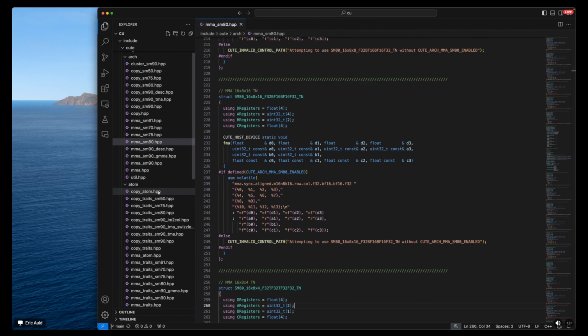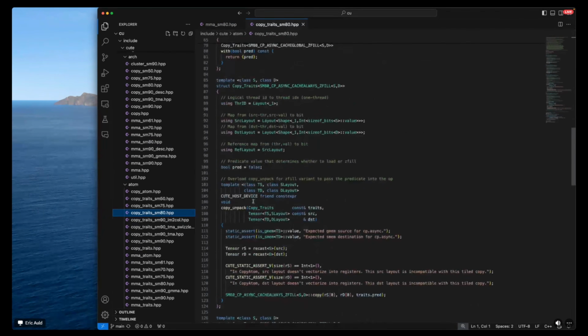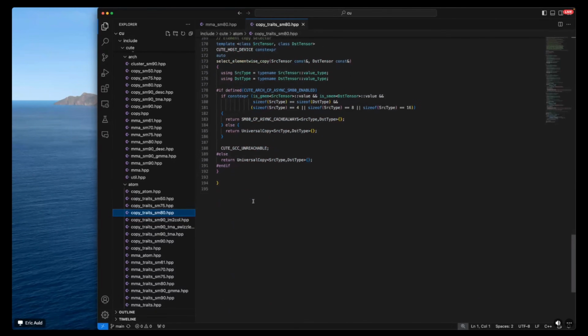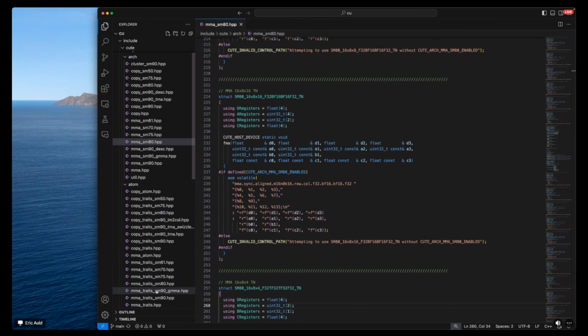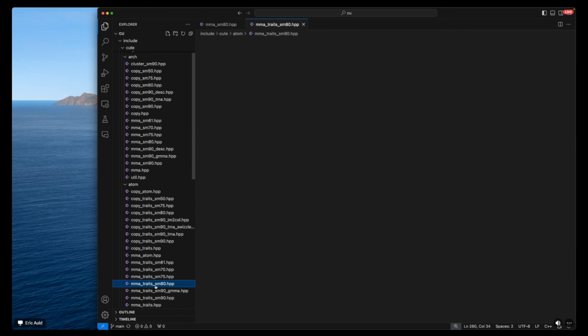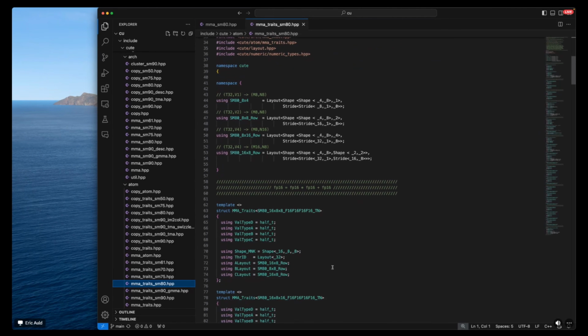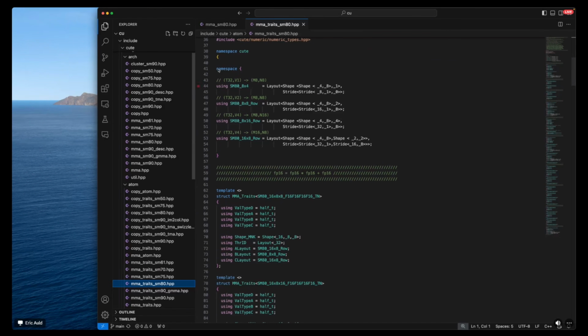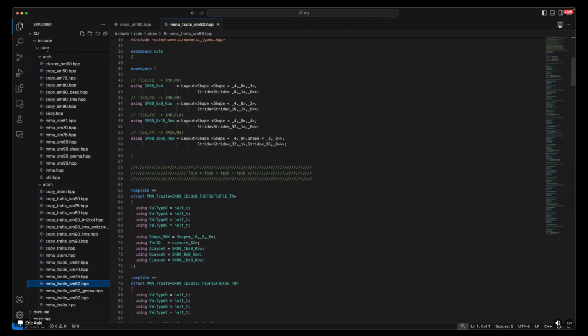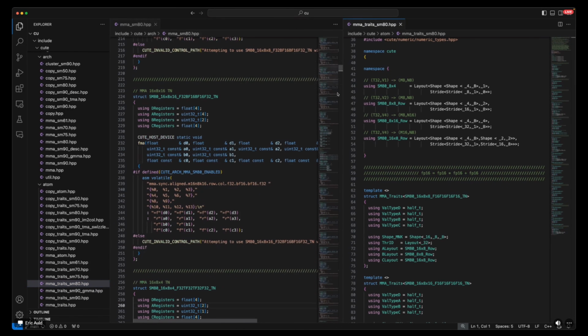So this is in the arch here, and I want to now swap over to copy traits here. I sort of lost my place, unfortunately, but oh, that's the wrong one. I'm sorry. I'm in MMA traits. So MMA traits SM80. That's what we were looking at before. Okay. So every operation that we had, actually, I can split the window. That'll be nice. So, okay.